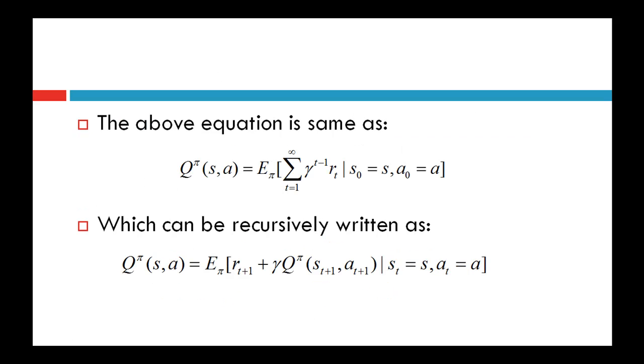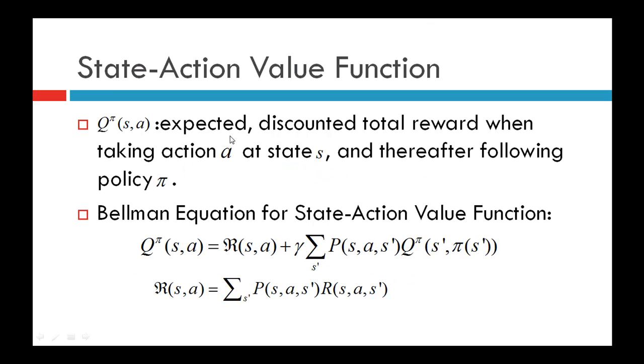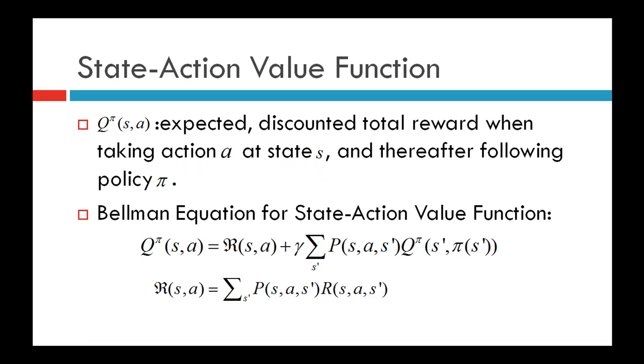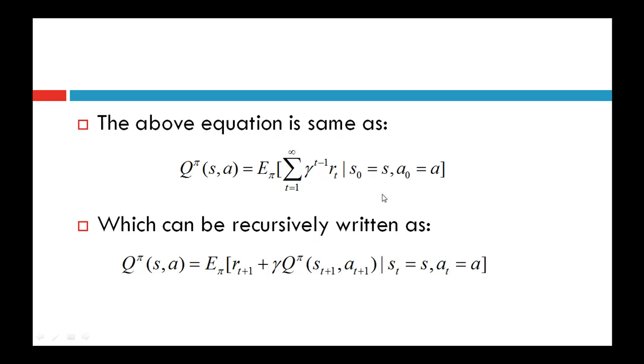So the above equation can again be written in this form. That is, the state action value function is the expected discounted total reward when agent takes an action a in a state s, makes a transition to a next state, and thereafter follows the policy pi. Therefore the expectation is taken over the policy pi. It is the expected total discounted reward that agent gets when it takes action a in a state s, makes a transition to a new state, and thereafter follows the policy pi.